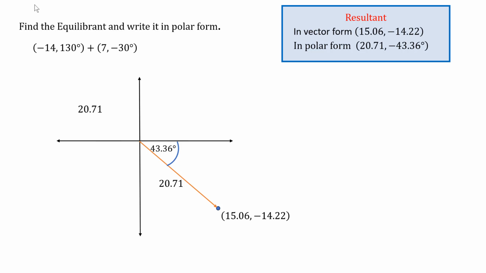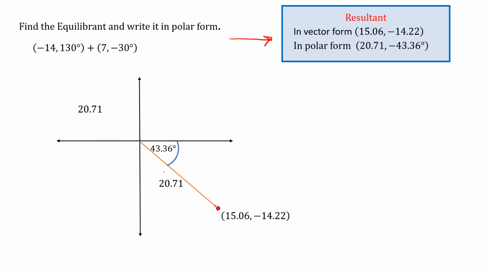And I'm not going to go through how you find the resultant because you didn't say you needed help on that. So if we did all the things and did sine and cosine and all that, adding those two vectors together, getting them in rectangular form, adding the x's, adding the y's, you would get in vector form 15.06, negative 14.22. So that point is right here in the fourth quadrant. And then if you wrote it in polar form, you would get 20.71 for the length of the vector, and then negative 43.36 in the clockwise direction.